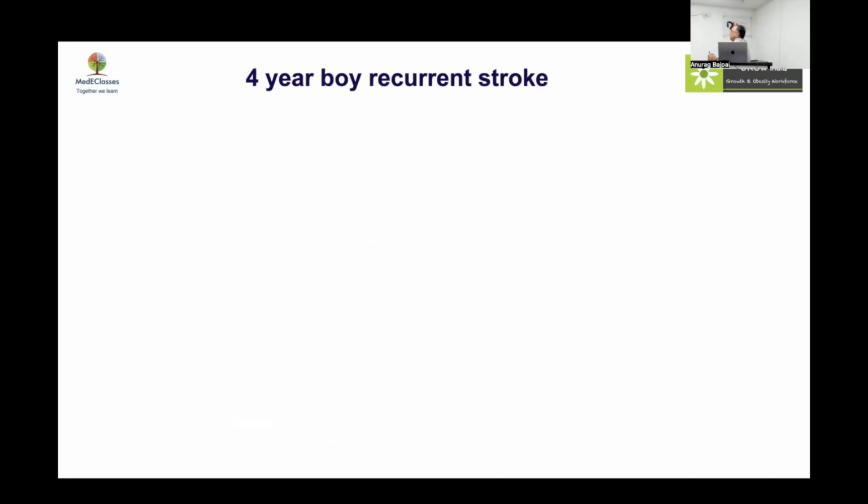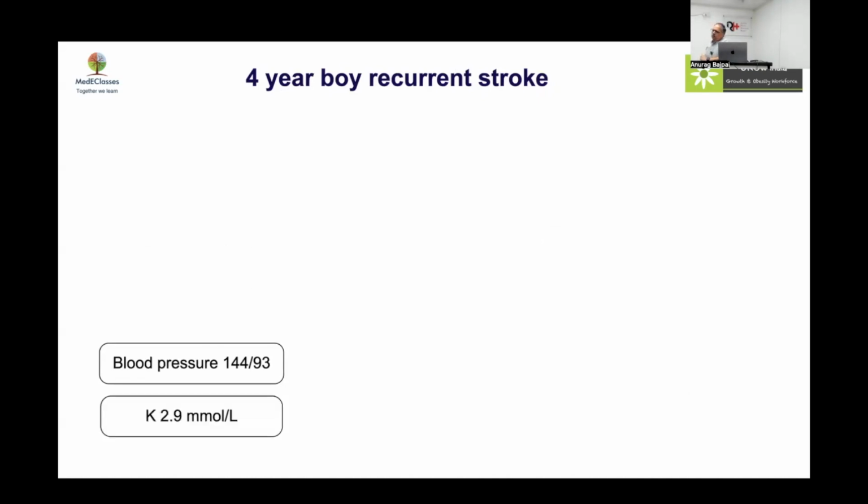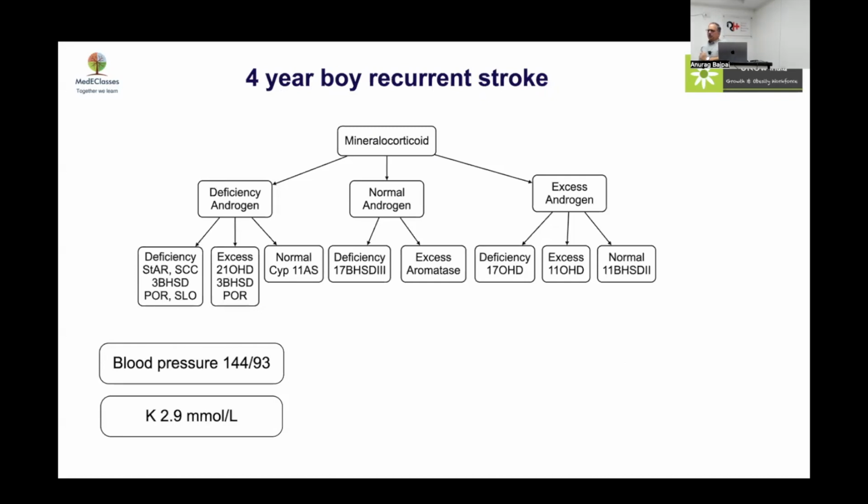Yeah. A 4-year-old boy with recurrent stroke. So now we're talking in a different direction altogether. Blood pressure was found to be high, Dr. Nimisha. Potassium is low. So there is mineralocorticoid excess. Now the next step, of course, will be to look at the androgen levels. There is no ambiguity. There's no atypical genitalia. Genitalia is normal. So what do you think?